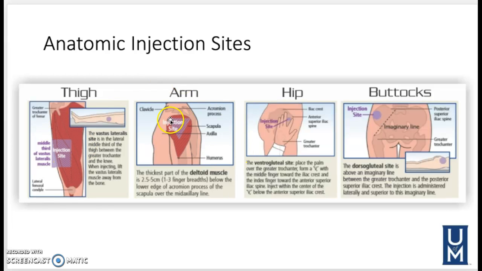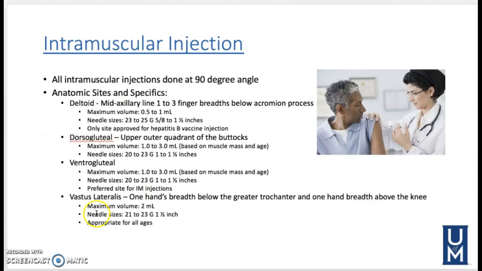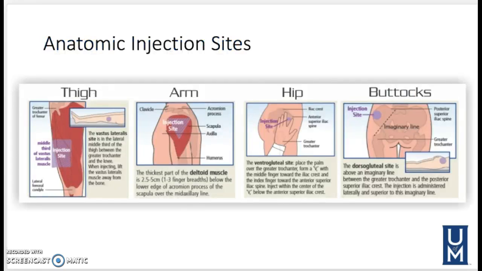That arm, that deltoid muscle, this triangle, 1 to 3 finger lengths below that acromion process, right? That's where we're giving that. The hip, the ventrogluteal. This is more so noted as the hip. Here, I guess we would just say hip instead of buttocks. This is our hip. This is the one that's most commonly used.